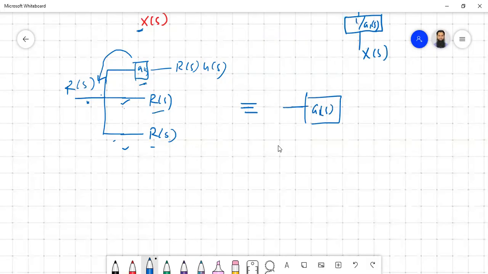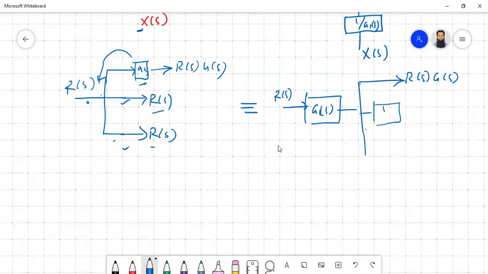GS, then you have RS. Actually, you have to be careful about the arrows as well. Now the first one will always have RS G of S. But the other two, if you directly give this, will also have RS GS, but they are supposed to be RS. That is why they have to be divided by 1 by G of S. So now they are RS, and this one is also the same. So this is also RS. So this can be one thing.